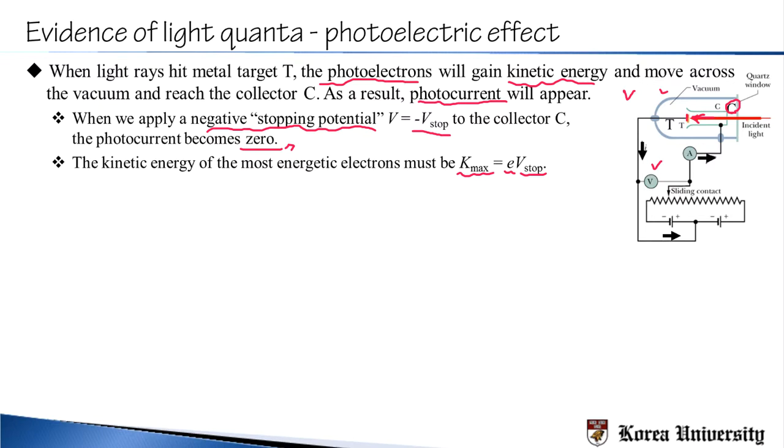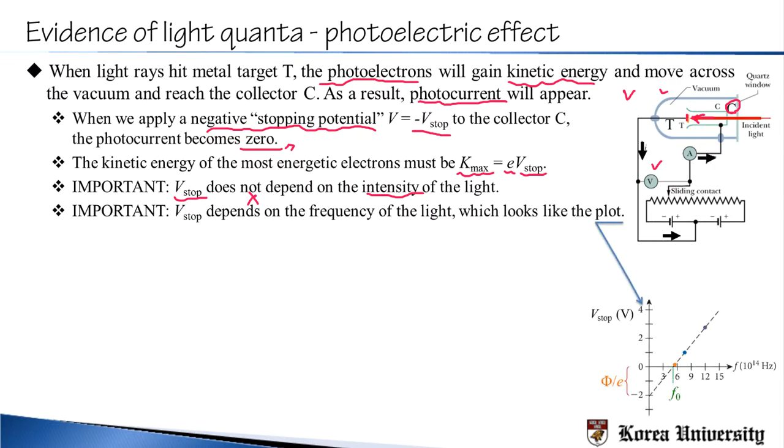And then we performed several experiments, changing many variables. The first thing we saw was that this stopping potential does not depend on the intensity of the light. That was the first thing. And then we tried to change the wavelengths, which means that we have changed the frequency. What we found was that this V stop, the stopping potential, depended on the wavelengths of the light. So therefore, it depends on the frequency of the light. You remember how these were related: c is equal to f lambda, so they were inversely related.